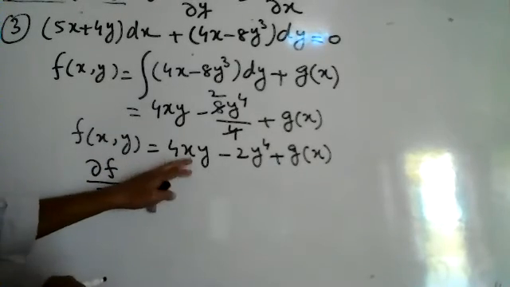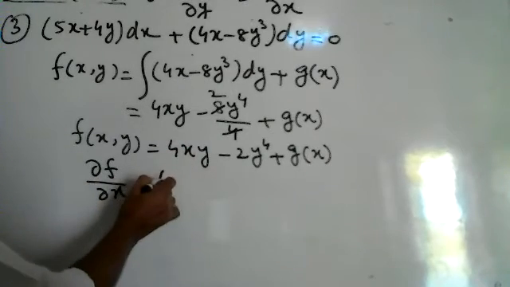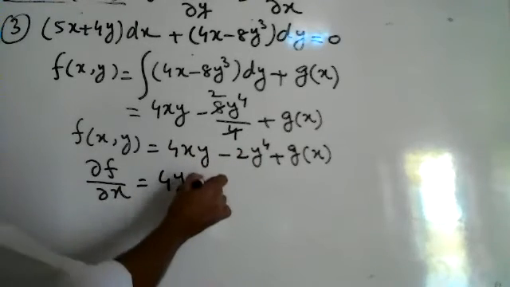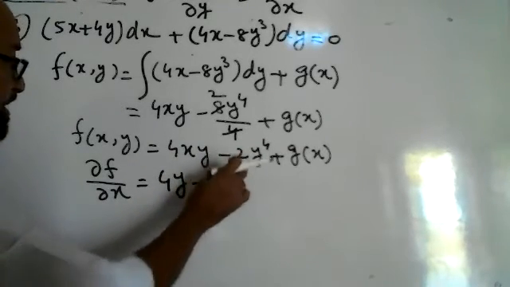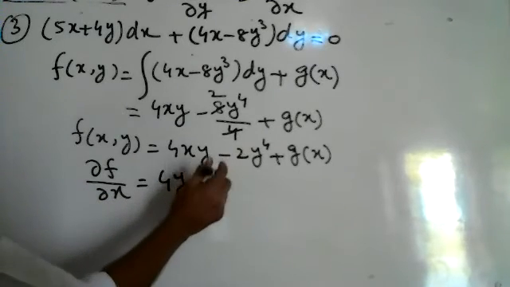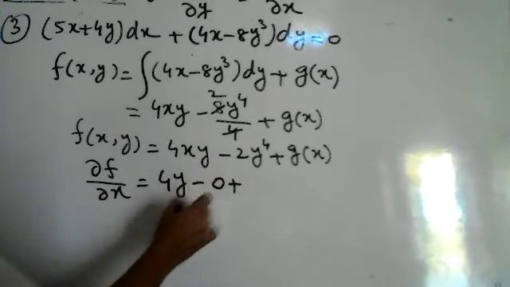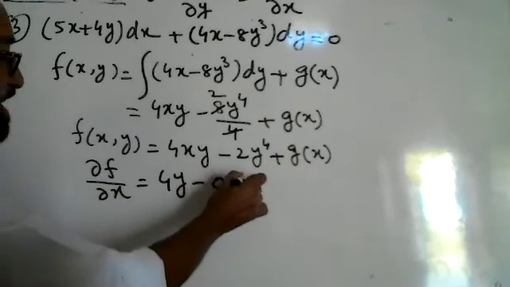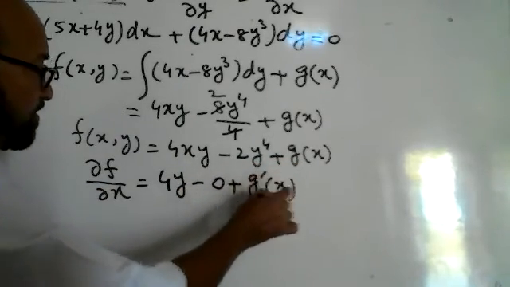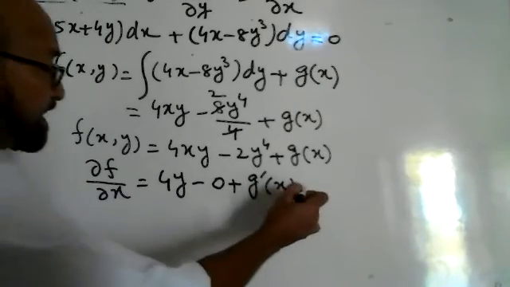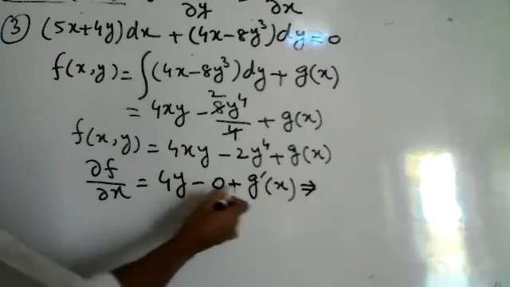So the partial derivative of this with respect to x: the derivative of x is 1, so it will become 4y. The derivative of 2y to the power 4, sorry, there is no x, we are differentiating with respect to x, so this is 0. And this is a function of x, so the derivative with respect to x will be g dash x. So partial f upon partial x will become 4y plus g dash x.